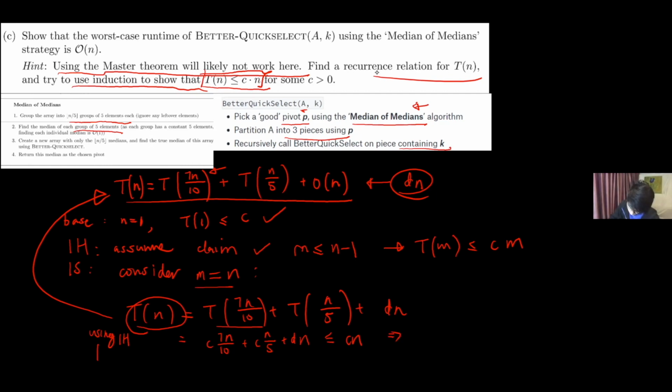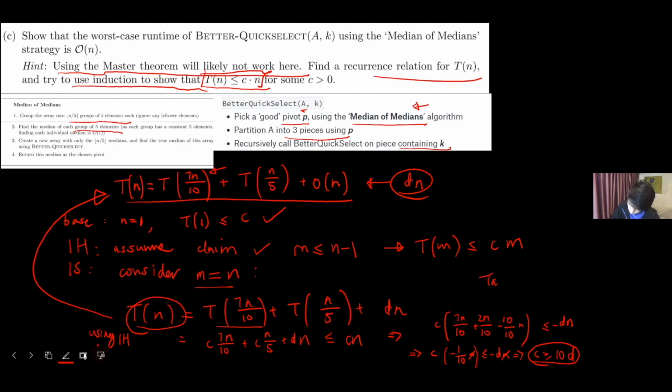So then we can group terms together. We have C times (7 over 10 plus 2 over 10 minus 10 over 10) n, which must be smaller or equal to negative dn. So what is this? We have negative 1 over 10 C n, smaller or equal to negative d n. Therefore, canceling out the n's, C is greater or equal to 10d. So then we can just take C equal to 10d, and then we're done.